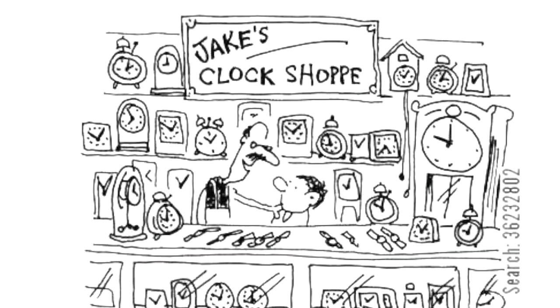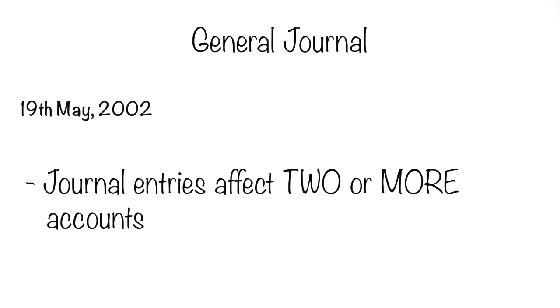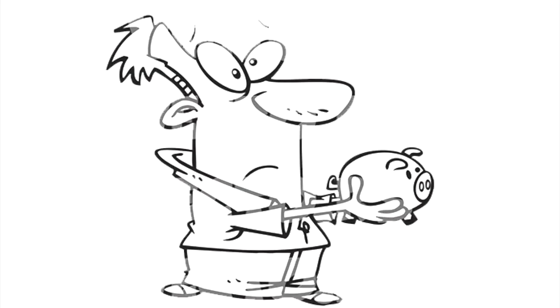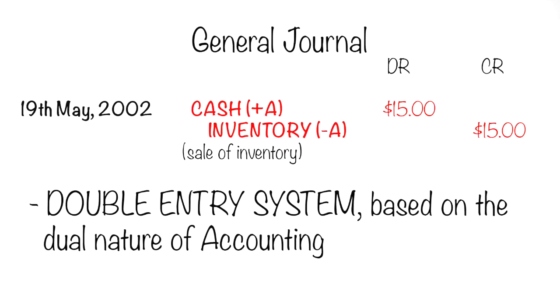Now let's look at an example of a journal entry from that souvenir shop where you bought that priceless clock. The first thing to note about a journal entry is that they always affect two or more accounts. Just as your piggy bank would have lost some weight, the transaction would have increased the souvenir shop's cash balance. This same principle is carried through in the business under the double entry system based on the dual nature of accounting.